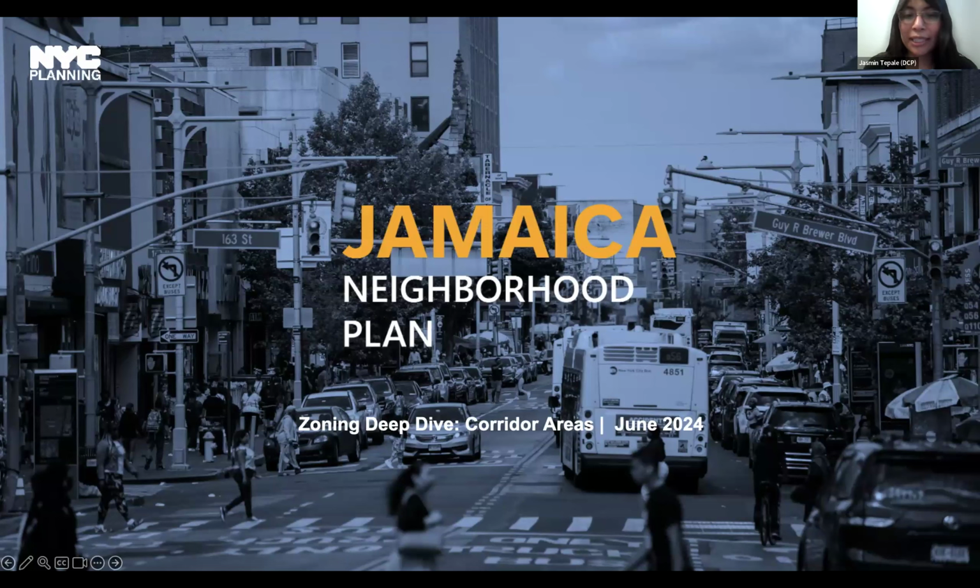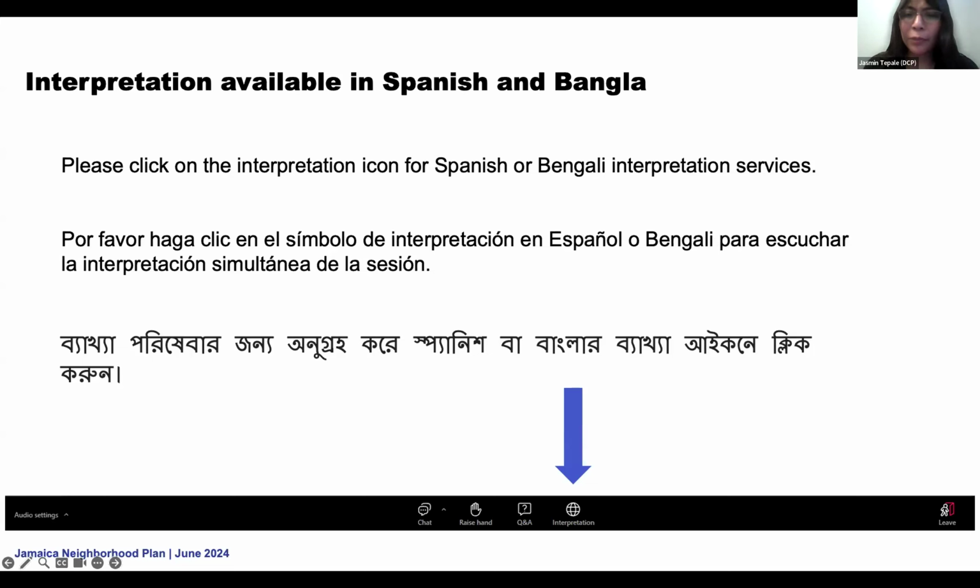If you can just go to the next slide. Before we begin, I just wanted to let everyone know interpretation is available in Spanish and Bangla. If you need interpretation, please click on the interpretation icon at the bottom of your screen. It's the globe-looking symbol that says interpretation. I'm just going to leave it up for a moment. Great. Next slide.